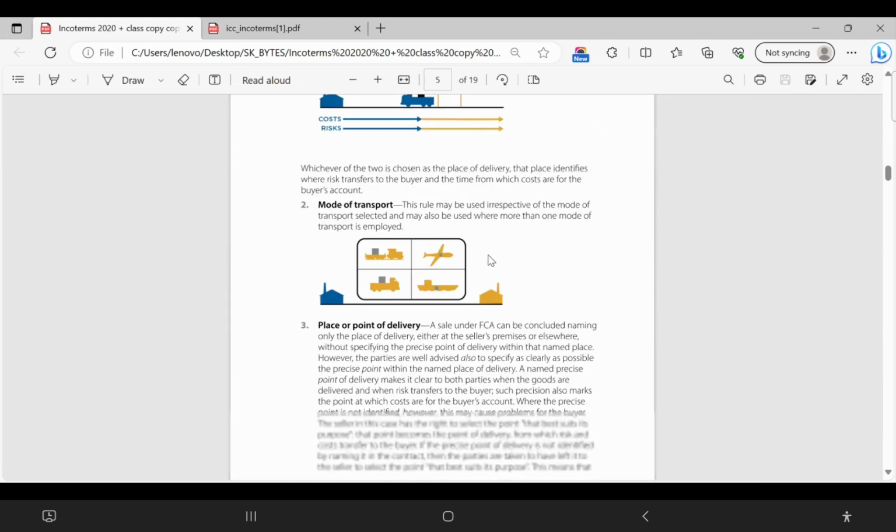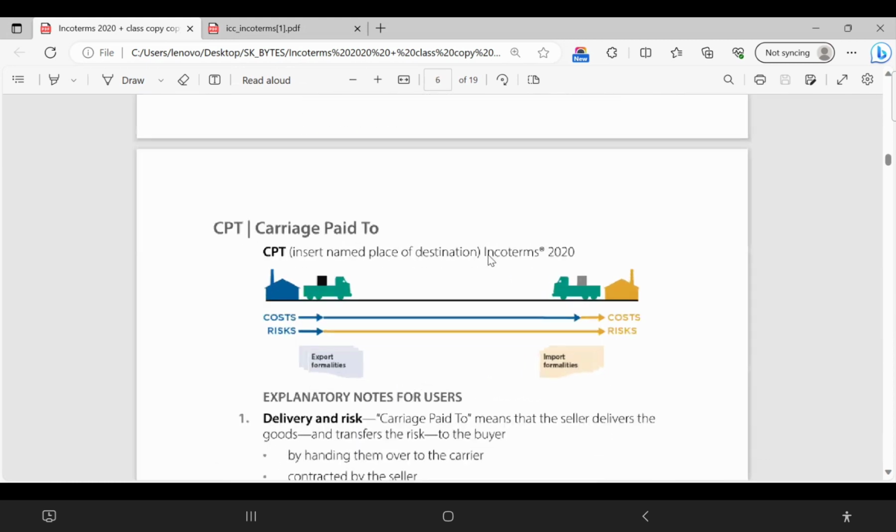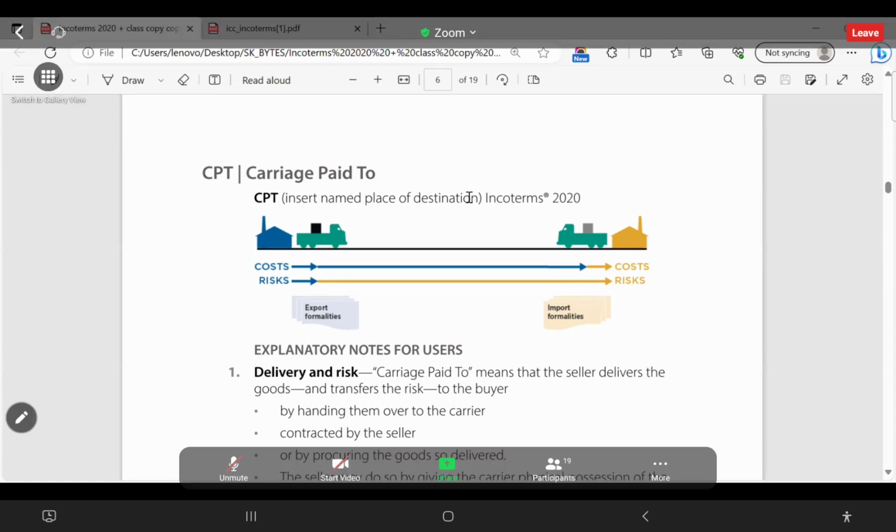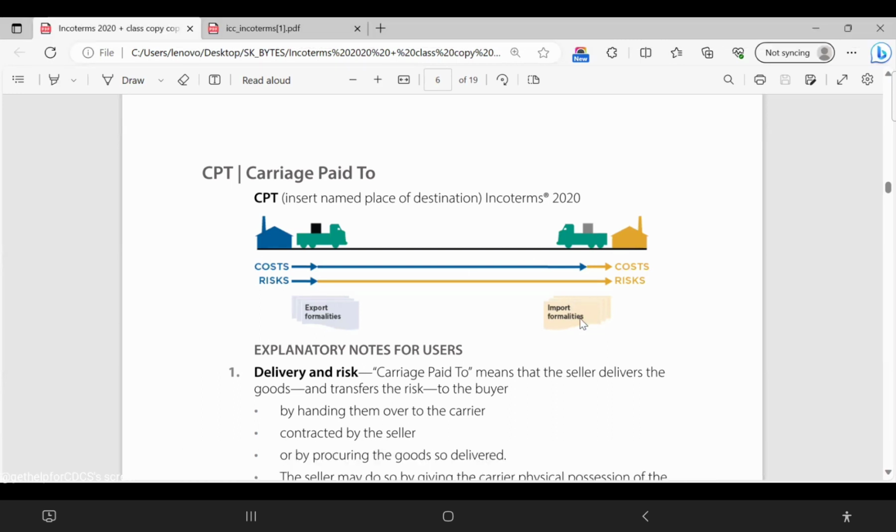Under C terms, it is insert named place of destination. And here it could be mixed. The truck does not belong to the seller, and it does not belong to the buyer. It could be arranged, and sometimes it could be the truck of the buyer itself, but the seller has to pay the freight until the named place of destination. Export formalities by the exporter and import formalities by the importer. The only point being added here is that the seller is paying the freight until the named place of destination.